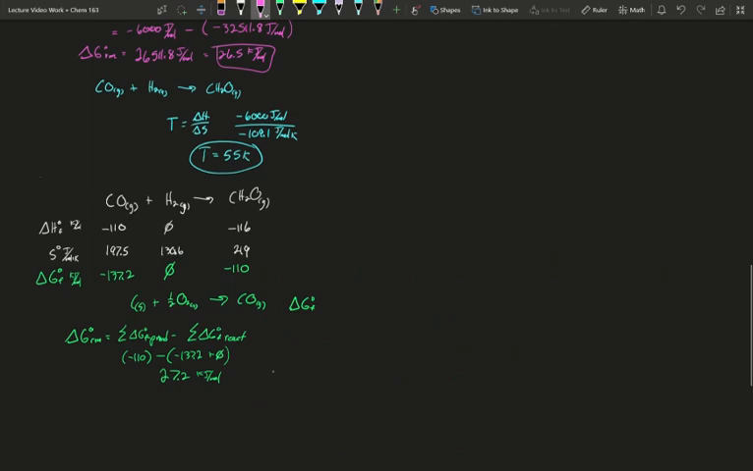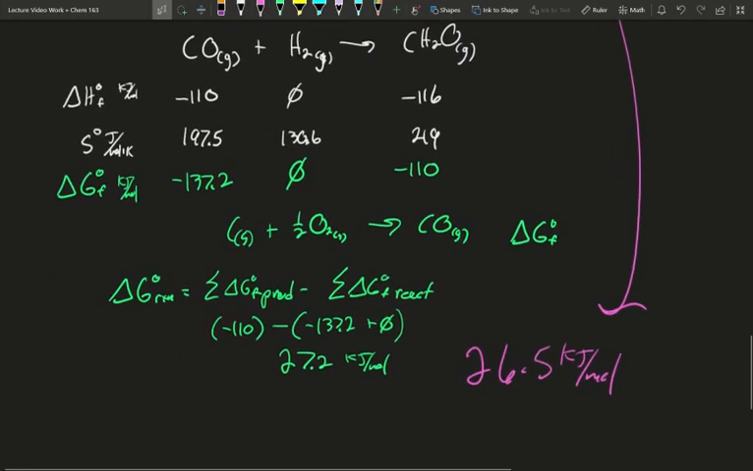Compared to our previous value, 26.5 kilojoules per mole, you'll notice a slight discrepancy. This tends to come from rounded values earlier on. A lot of the data tables have been rounded significantly in their construction, and so all these were a little bit off from each other.